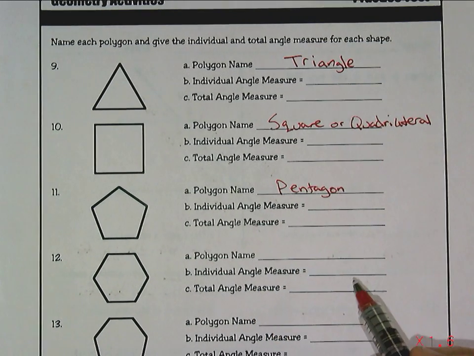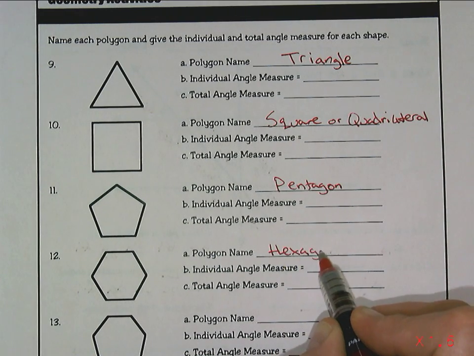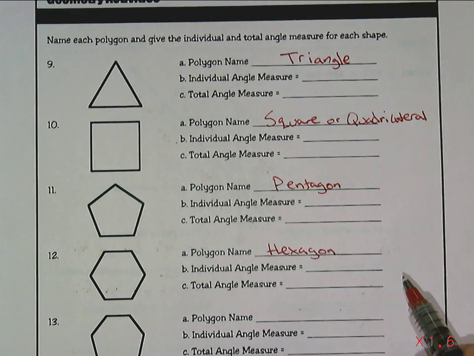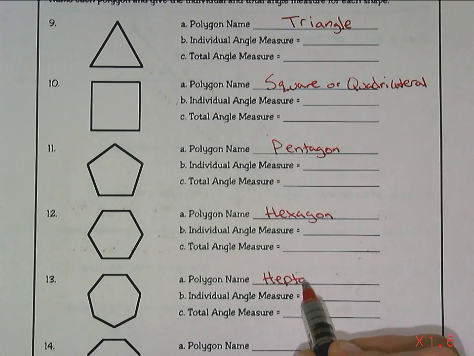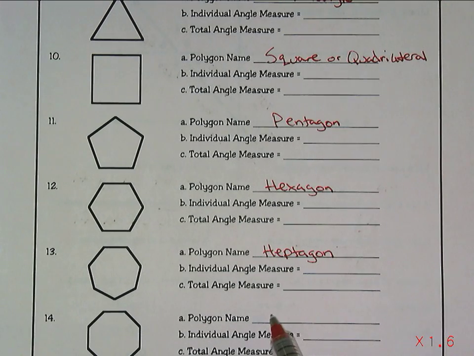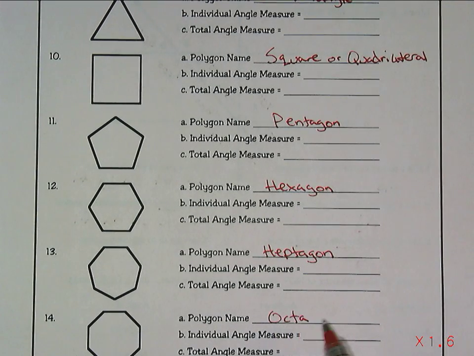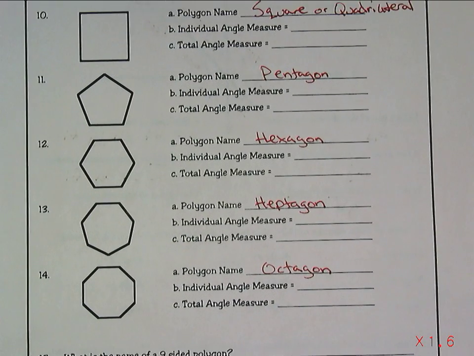And then with 6 sides we have a hexagon. And then 7 sides is actually called a heptagon. And with 8 sides, your classic stop sign shape is an octagon. And then there's some other ones bigger than that.